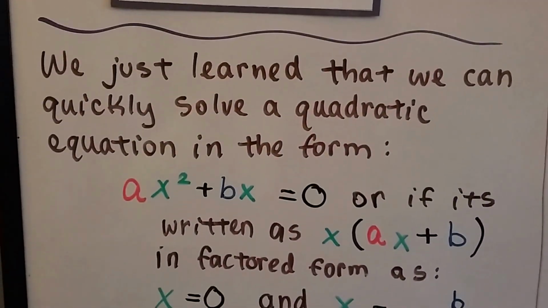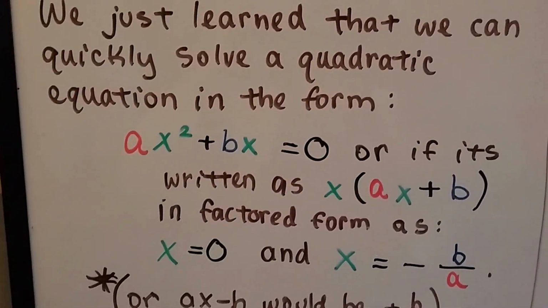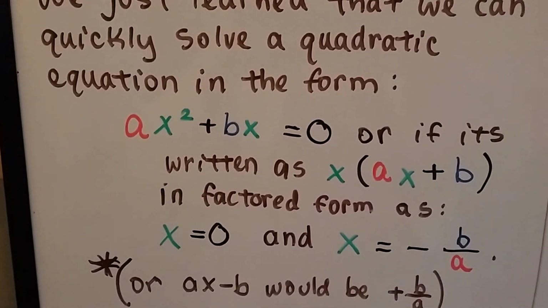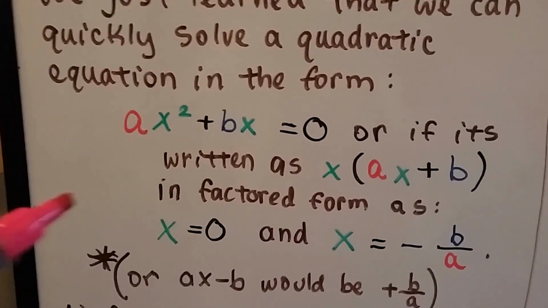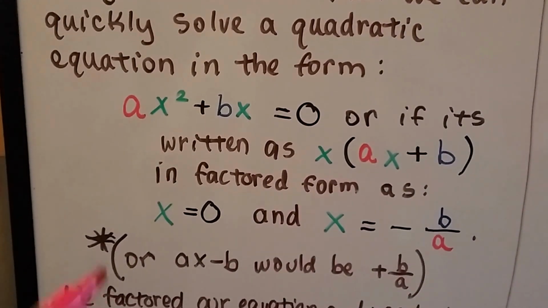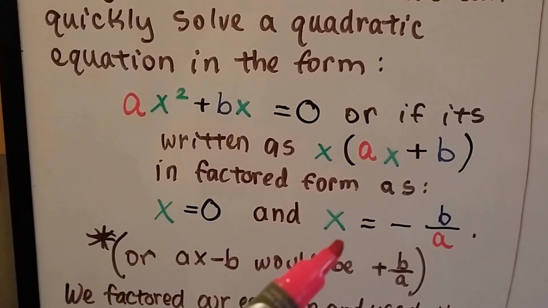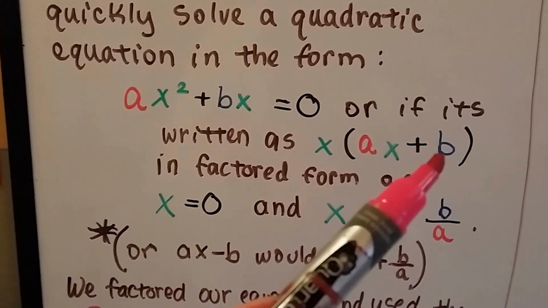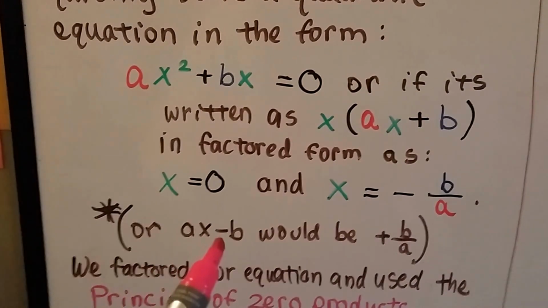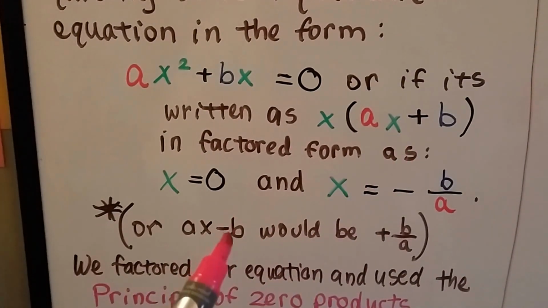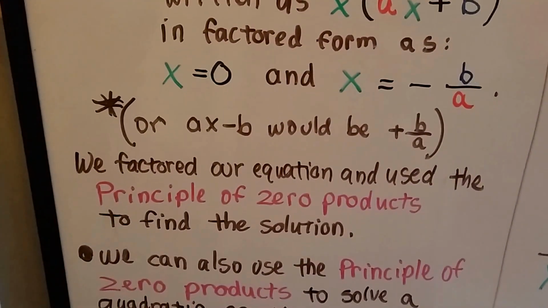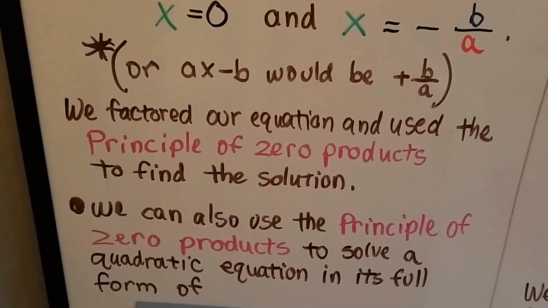So we just learned that we can quickly solve a quadratic equation in the form ax squared plus bx, see, there's no c on there, when it equals 0. Or when it's written this way, if it's been factored, we can solve it as x equals 0 and x equals negative b over a. Just put that b over that a. Or if it's ax minus b in here, then it would be a positive b over a. We factored our equation and used the principle of zero products to find the solution.